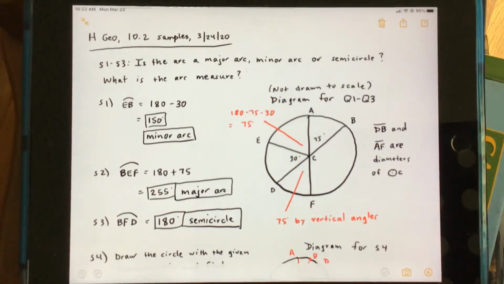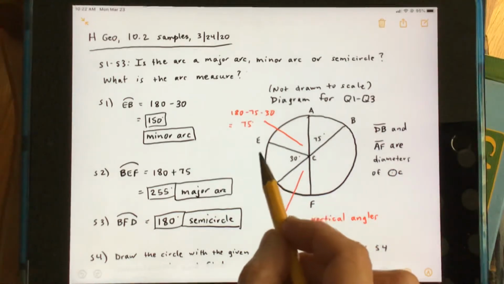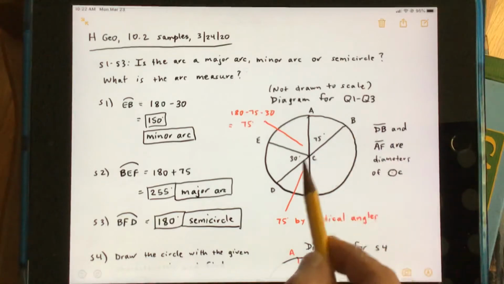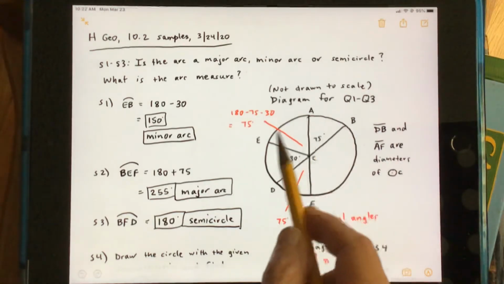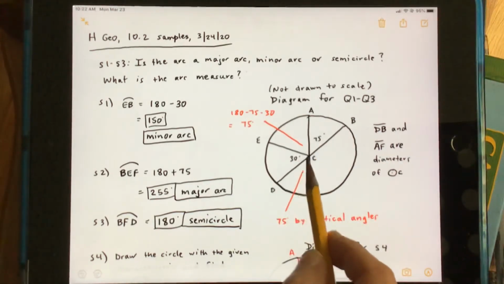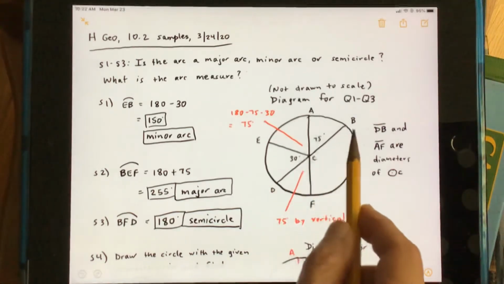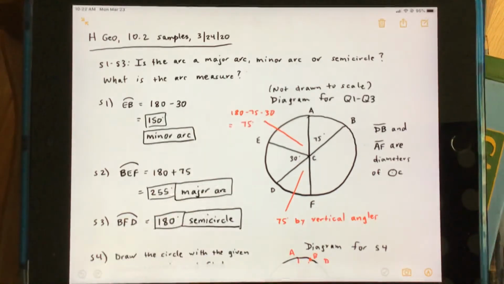And to figure out its measurement in degrees, we know that DB is a diameter, so this large arc is 180 degrees. If we take off this 30-degree measurement, we'll be left with E to B. That's why we subtract 180 minus 30 to arrive at our answer, 150 degrees for that minor arc.